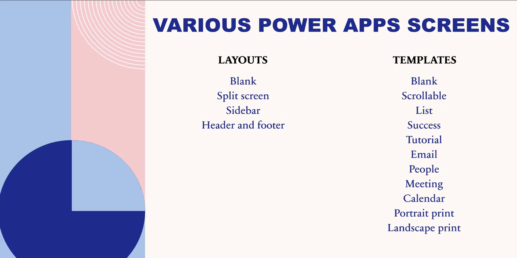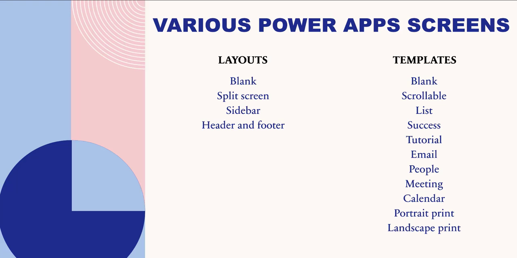In the layout section, you can see there are 4 types of screen layouts: blank screen, split screen, sidebar layout, and the last one is header and footer layout. Similarly, in the template screens, there are 11 types of templates available. The first one is blank template, scrollable template, list template, success template, tutorial, email, people, meeting, calendar, portrait print, and the last one is landscape print.